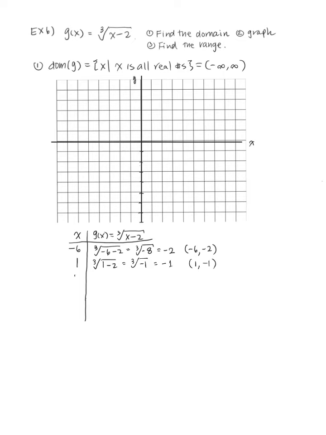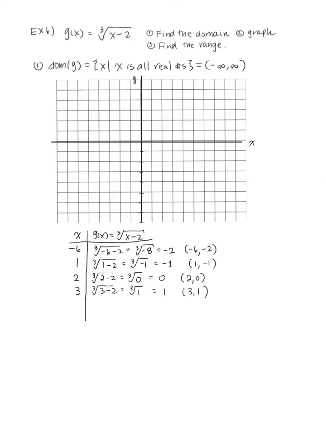Now let's plug in 2. When x equals 2, we get the cube root of 2 minus 2, which is the cube root of 0, which is going to give us 0. So we can plot 2 comma 0 on the graphing paper. Then what about 3? I think that's going to work out nicely as well. We got the cube root of 3 minus 2, which is the cube root of 1, which is 1. 3 comma 1.